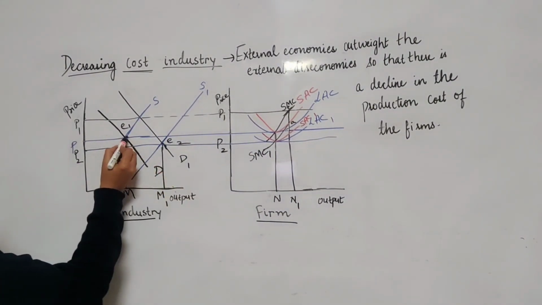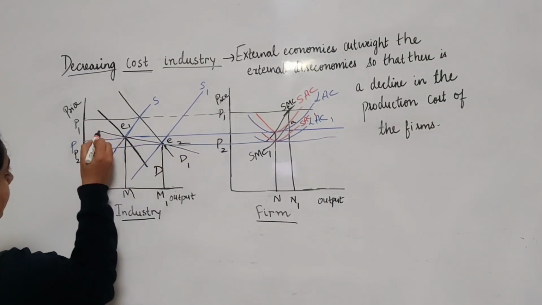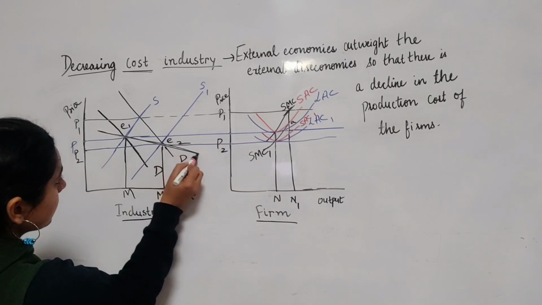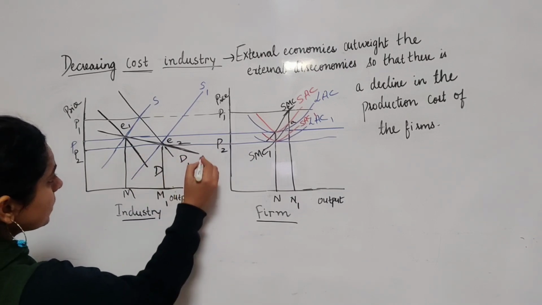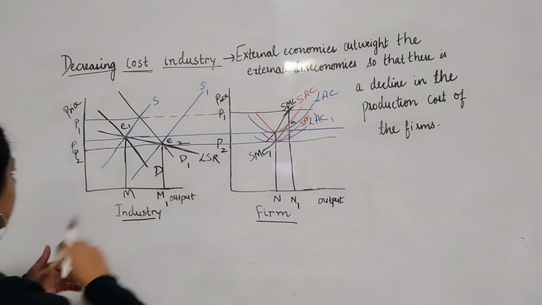And now if we join these 2 points E1 and E2, we get our long run supply curve for decreasing cost industry, which is a negatively sloped curve.